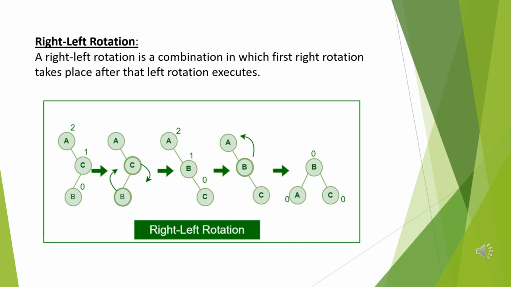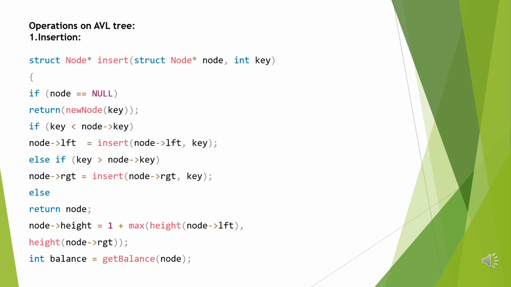Similarly, we perform the right-left rotation process also. First, we apply right rotation for the B and C tree, and then again we perform left rotation for A and B, which makes the balancing factors as in the picture. In this way, we perform the right-left rotation process. The following is the code to perform different operations on the AVL search tree.